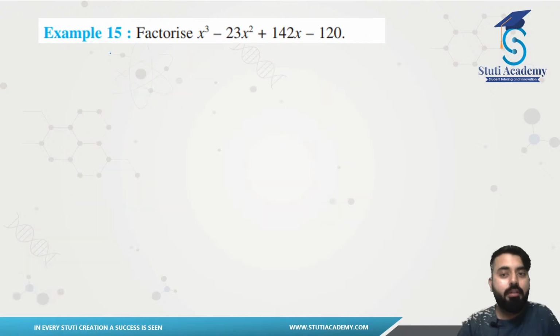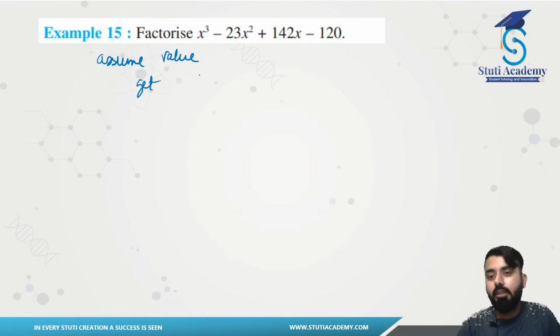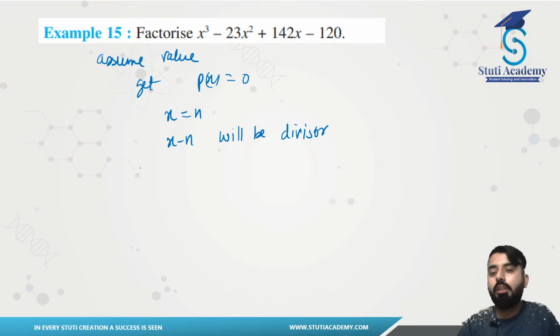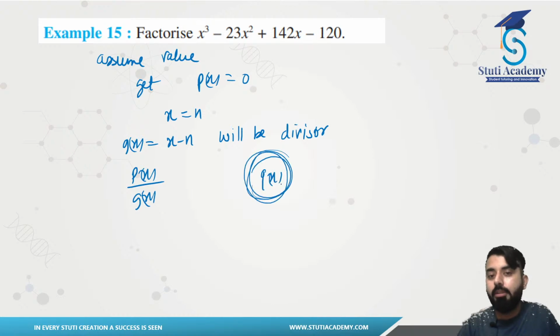So in short, these are the steps. Firstly, assume a value and get p of x equal to 0. Put that value, let's say x equals n, that is the value which gave you p of x equal to 0. So x minus n will be the divisor. Then we will divide p of x by our g of x, which in our case will be x minus n. Then you will have a quotient q of x. If that is factorizable, you will factorize that also.